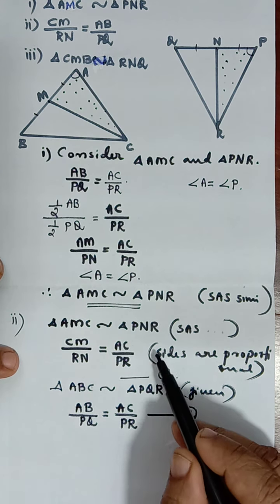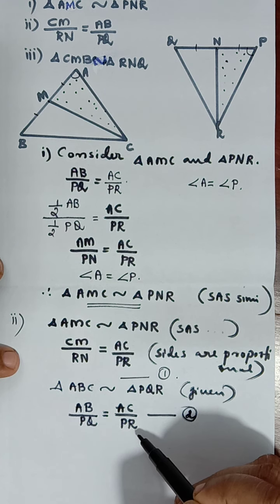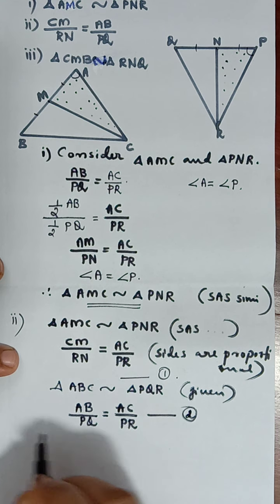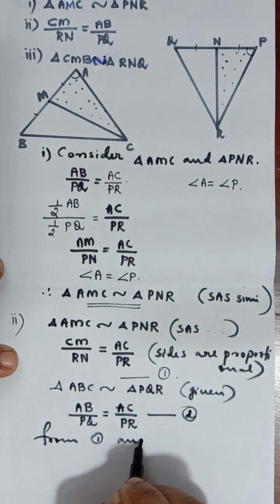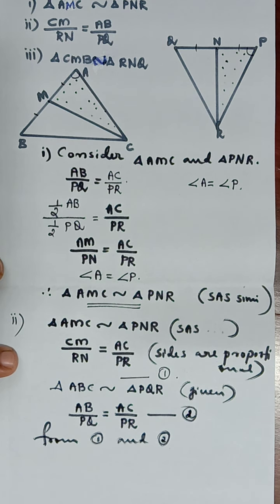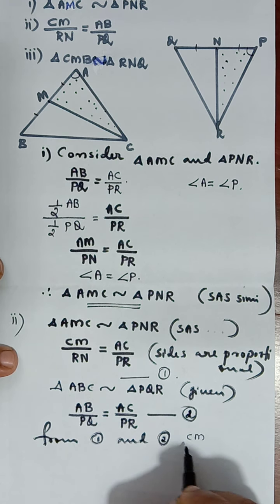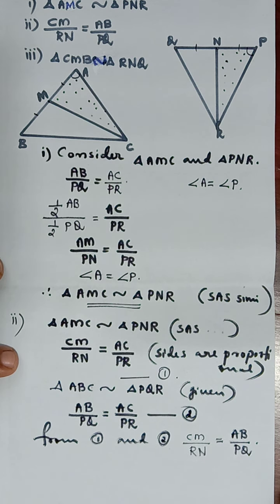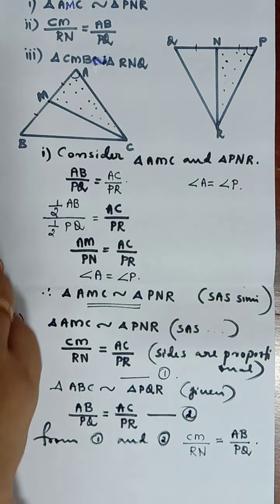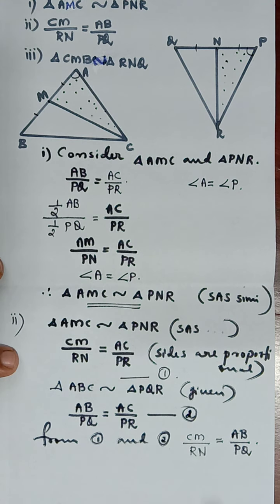Consider equations 1 and 2. See, the right hand side AC by PR is equal for both. Therefore, this implies from 1 and 2, we can write CM by RN is equal to AB by PQ. This is the second point to be proved. CM by RN is equal to AB by PQ. So we have proved the second point.